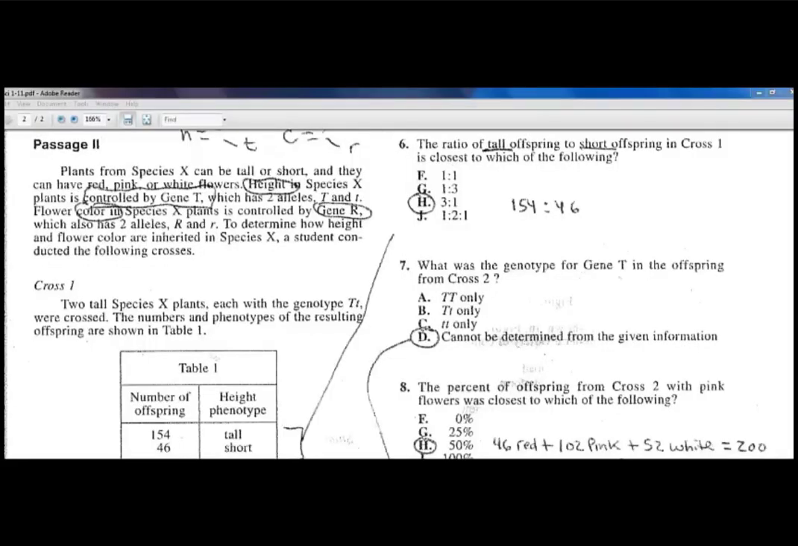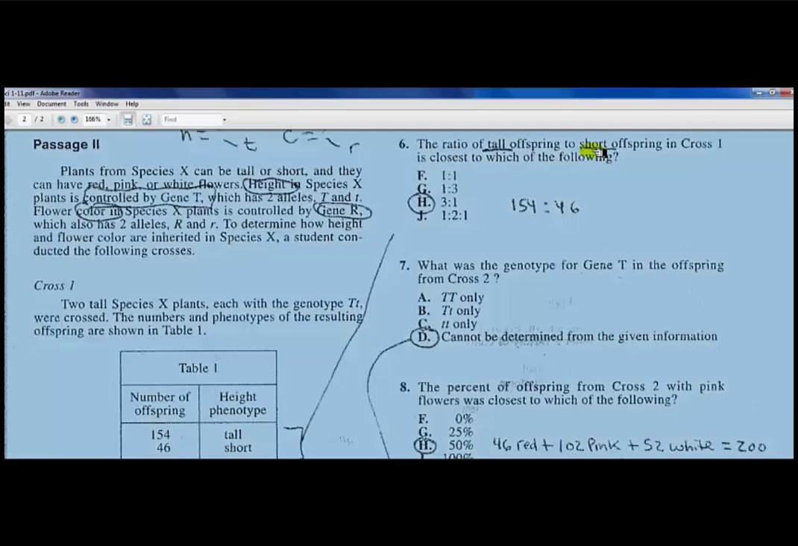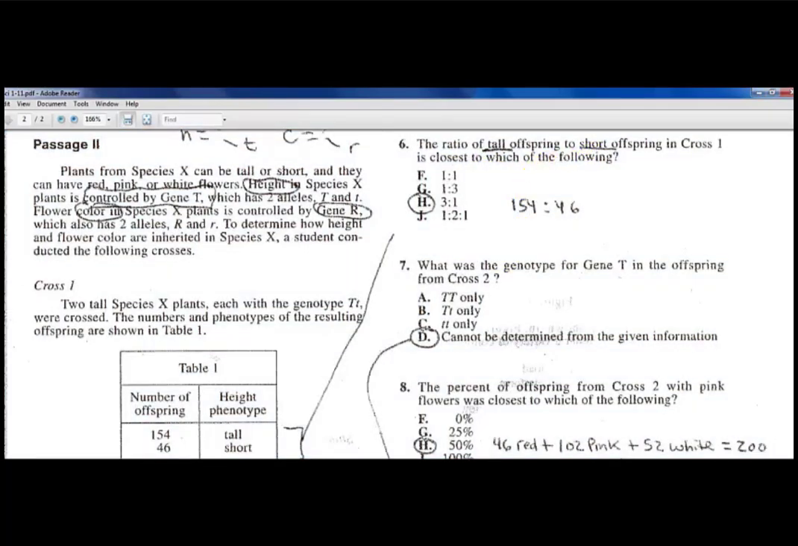Test 68C, Science, practice problem number 6. Number 6 states, the ratio of tall offspring to short offspring in cross 1 is closest to which of the following? First thing we need to do is look for the tall versus short ratio in cross 1. So let's go ahead and find cross 1. Cross 1 is here. And in cross 1, you'll see that we need to look at table 1.